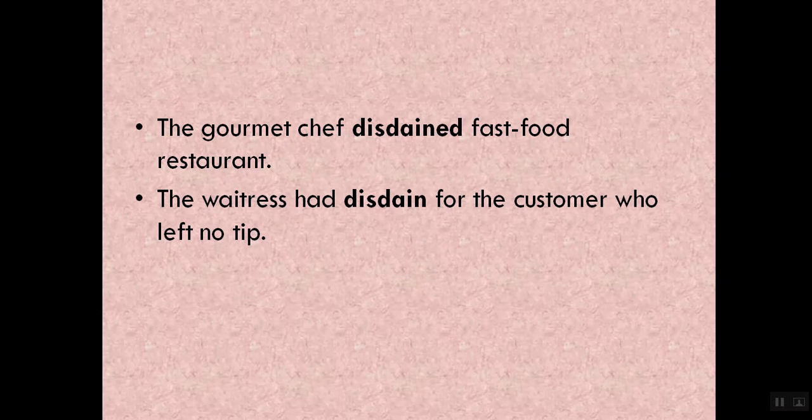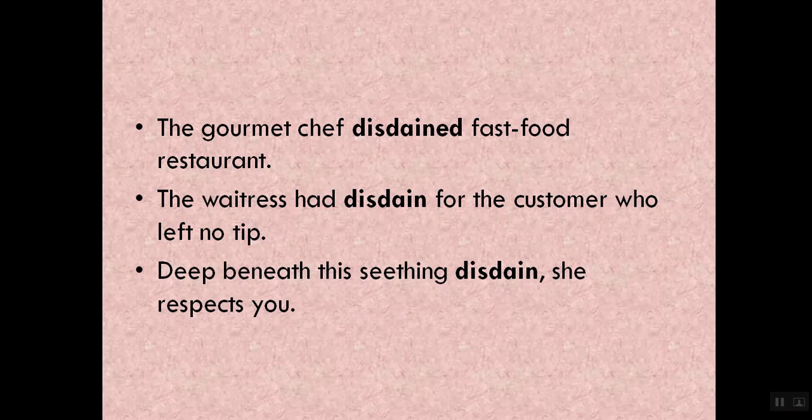Move to the second sentence. The waitress had disdain for the customer who left no tip. So here, she had disdain. So again, the word disdain here is used as a noun. So the waitress had disdain for the customer. What did the customer do? He left no tip. So how does she consider him here? Try to guess.